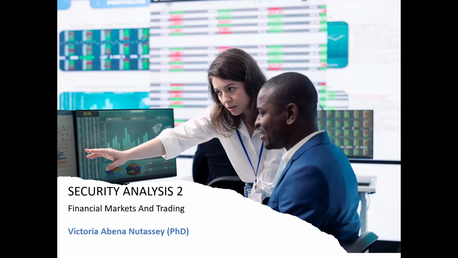And like I said, if you look at the name of the course, we are reading security analysis. We all know securities are financial assets that are traded on the financial market, and analysis is assessing something. So, in other words, we are talking about assessing securities. And today we will delve into financial market and trading. And we know securities are traded on the financial market. Okay, so let's move on.